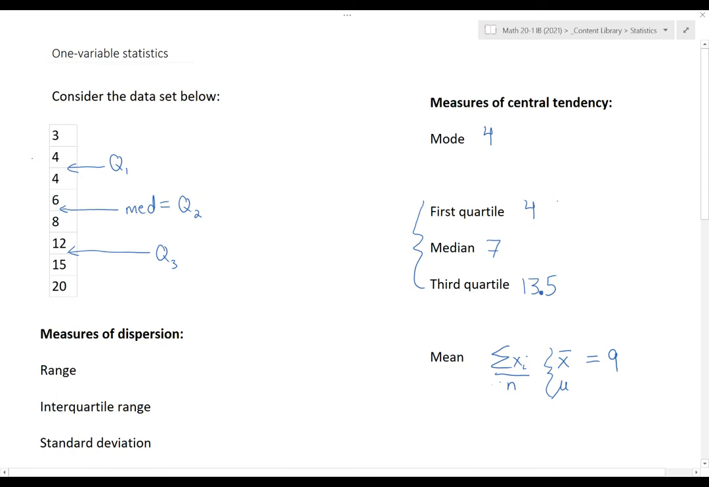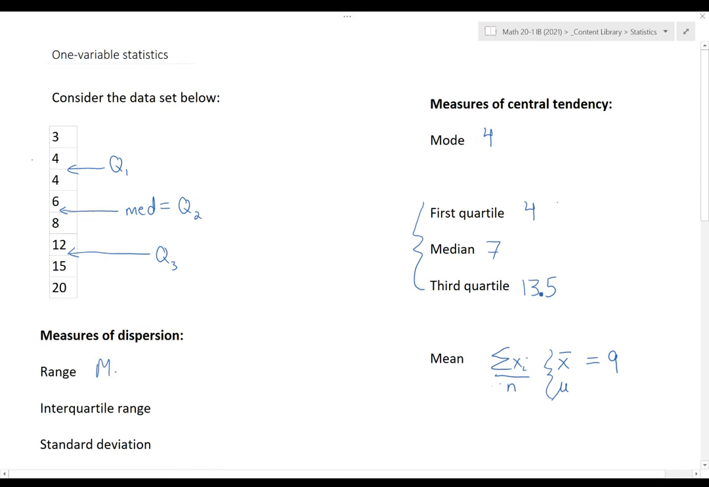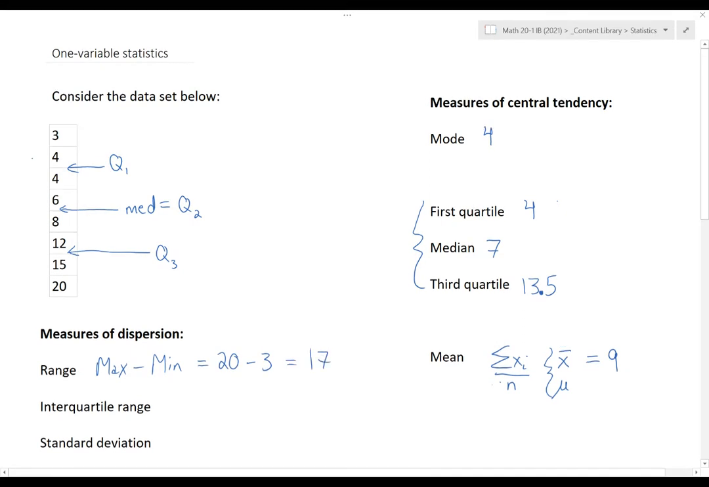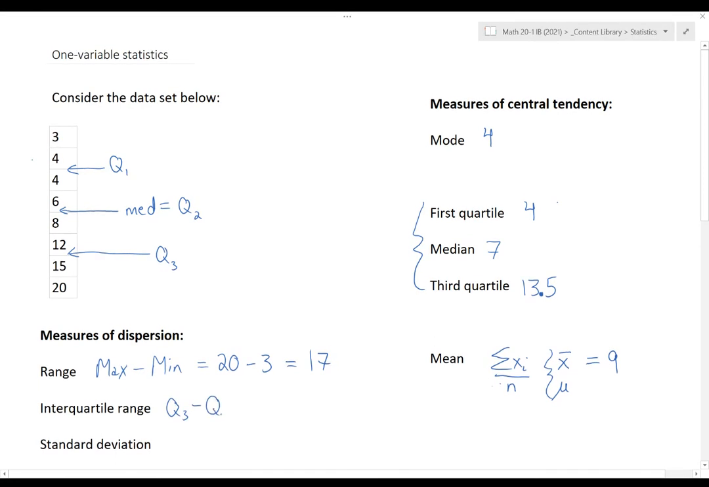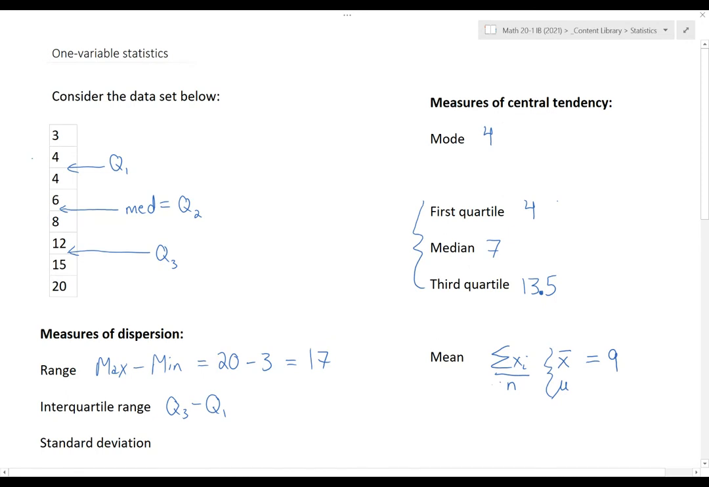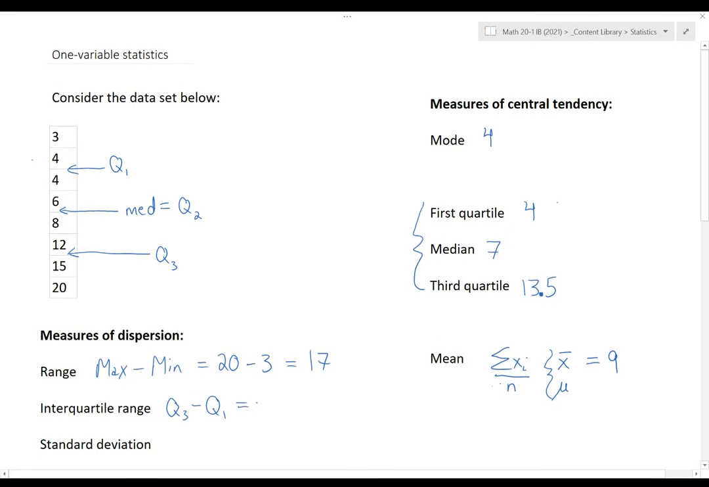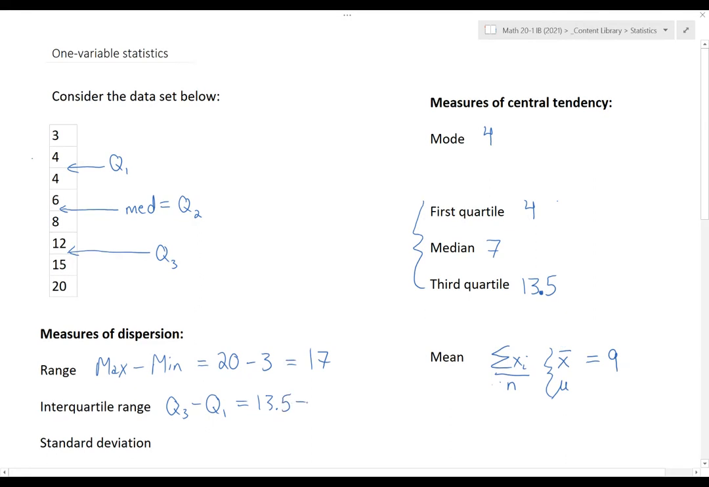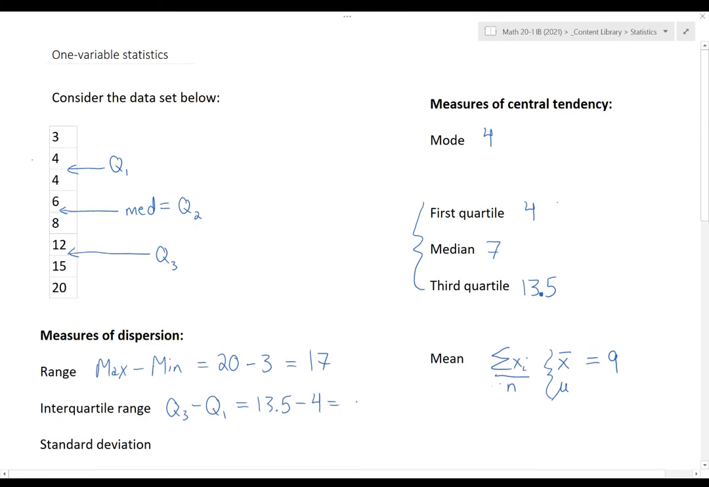Measures of dispersion, on the other hand, tell me how the data is spread out. So the range is just going to be the maximum value minus the minimum value. So in this case, the maximum is 20, the minimum is 3, so this data has a range of 17. The interquartile range is the difference between the third quartile and the first quartile. So the range between the quartiles. So in this case, 13.5 minus 4, or 9.5.